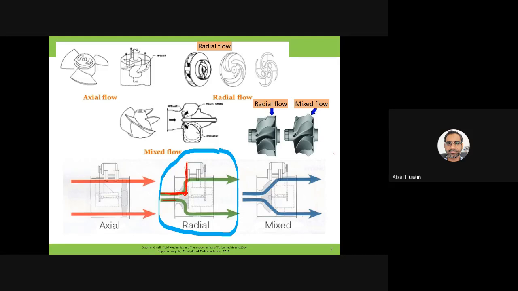So we call it a radial machine. And there is a centrifugal action involved in it, so we also call it a centrifugal machine. Is it clear? Okay.